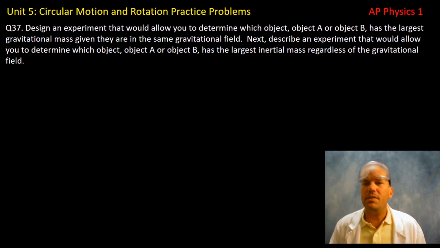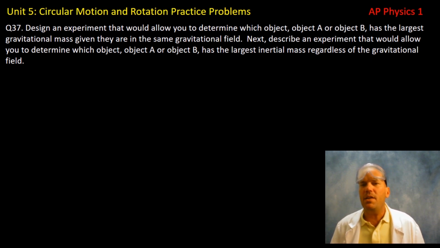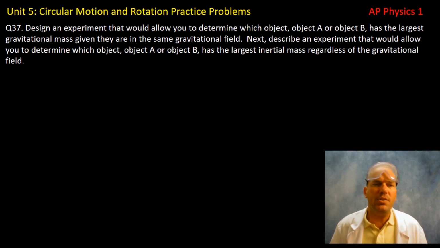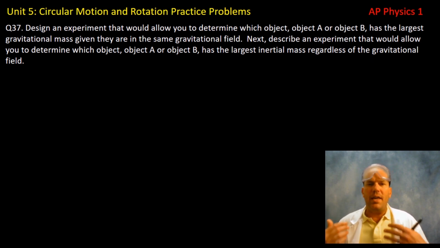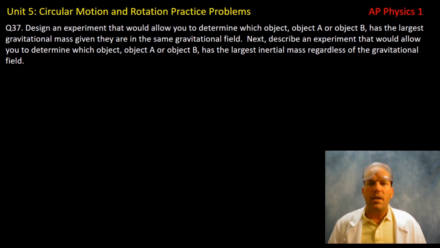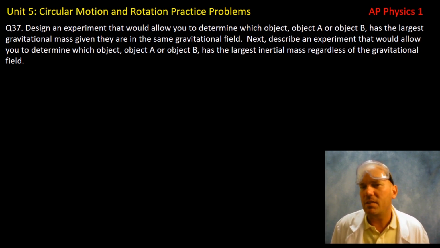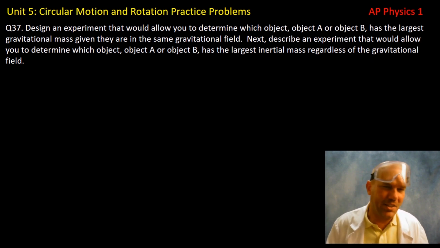In this case here, we have objects A and B. Design an experiment that would determine which object, A or B, has the largest gravitational mass, given that they have the same gravitational field. All right. Next, describe an experiment to show A and B, which would have the largest inertial mass, regardless of the gravitational field. All right, so let's get to it.